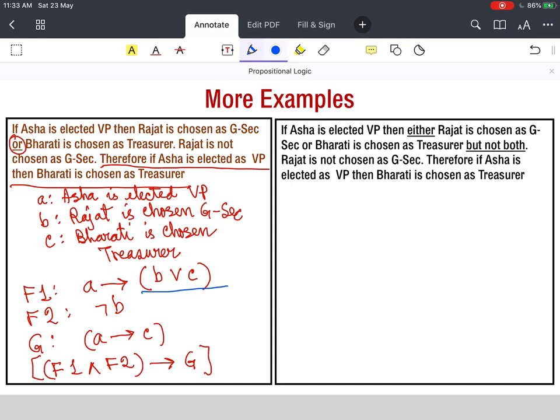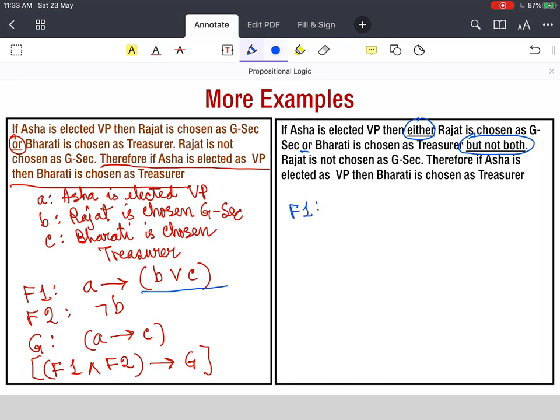I just want to put in a slight carefulness here. Whereas in the AND case, which we saw, A implies B and C was A implies B and A implies C, we cannot decompose this as A implies B or C is A implies B or A implies C. You can find out. Now we come to this case where we say that if Asha is elected VP, then either Rajat is chosen GSEC or Bharati is chosen treasurer, but not both. Rajat is not chosen GSEC, therefore if Asha is elected as VP, then Bharati is. So the rest of them are the same.